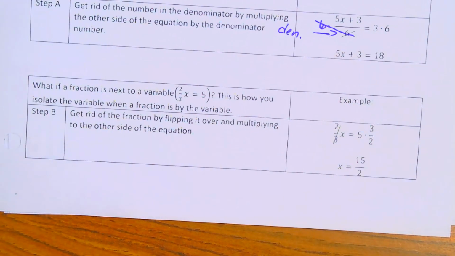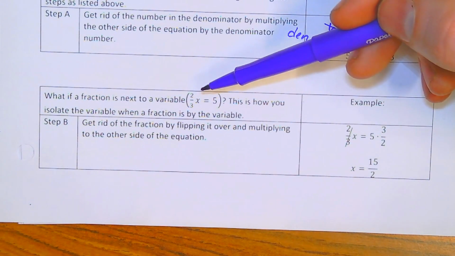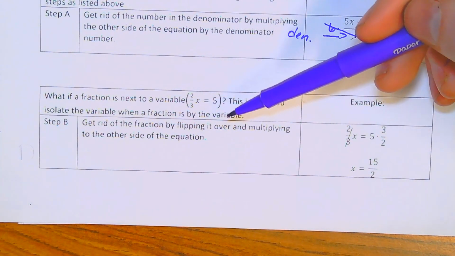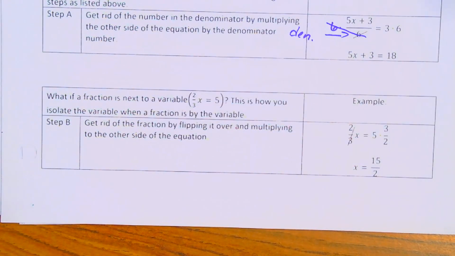So, what if a fraction is next to a variable? So here you guys can see there's a 2/3 x equals 5. What you need to know to isolate the variable when a fraction is by a variable is to get rid of the fraction. And you get rid of the fraction by flipping it over and multiplying it to the other side of the equation.